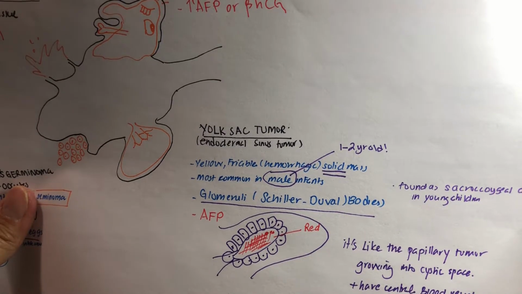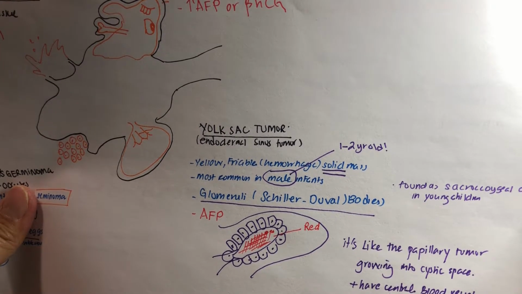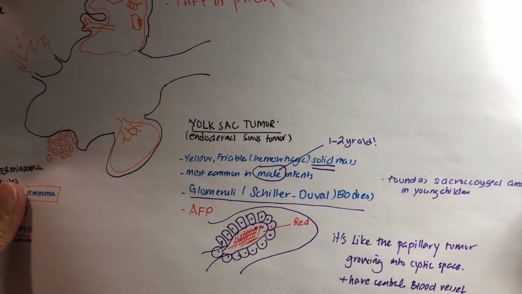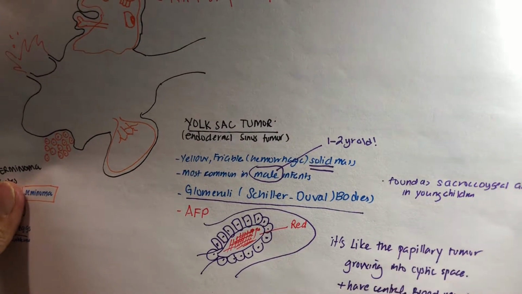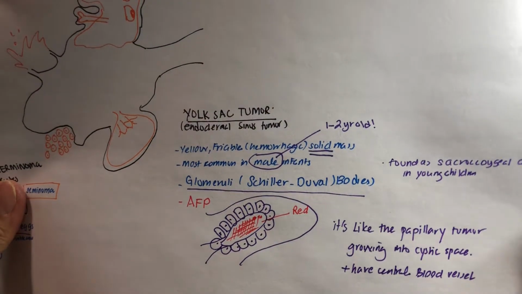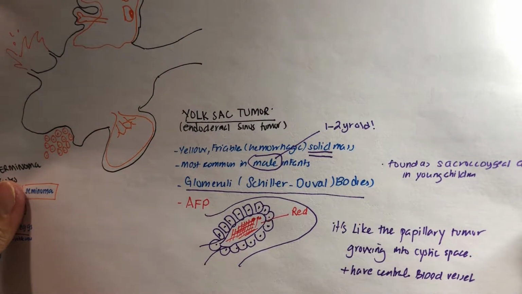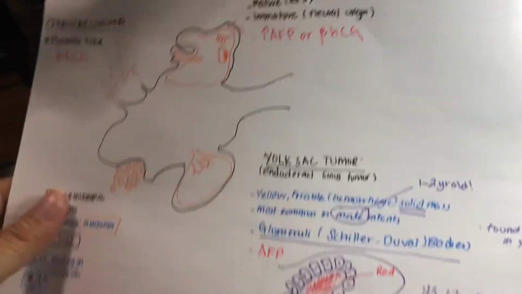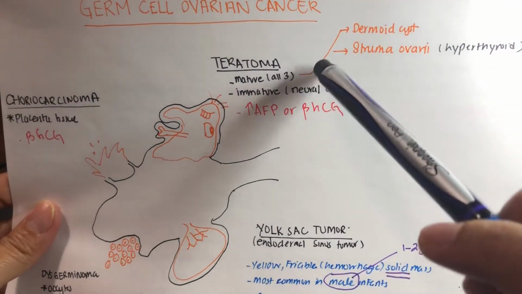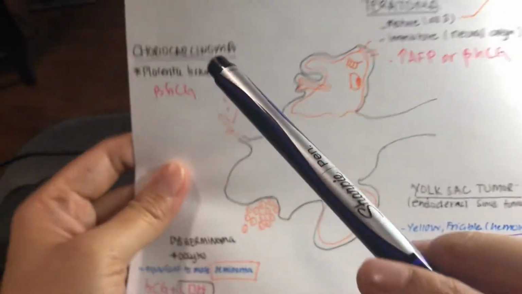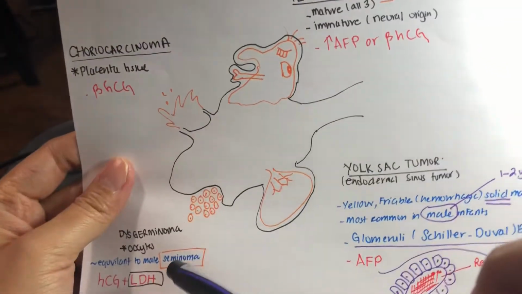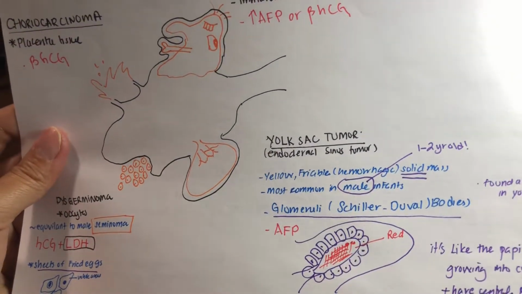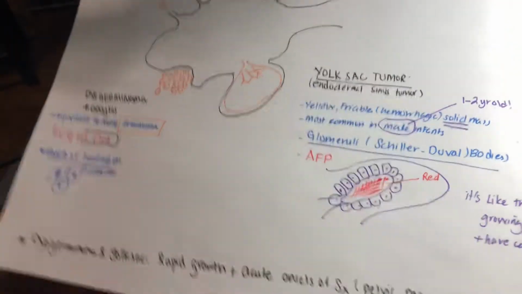But for us, to answer a question, this rarely shows up in an older person, so it has to be a baby, an infant, 1 to 2 years old. If this is in young children, it doesn't show up in the ovary. It shows up in the sacrococcygeal area. And then the marker is AFP. So again, marker for teratoma is AFP or beta hCG. Choriocarcinoma, beta hCG. Dysgerminoma is LDH or hCG. The yolk sac is AFP, the only one with AFP.